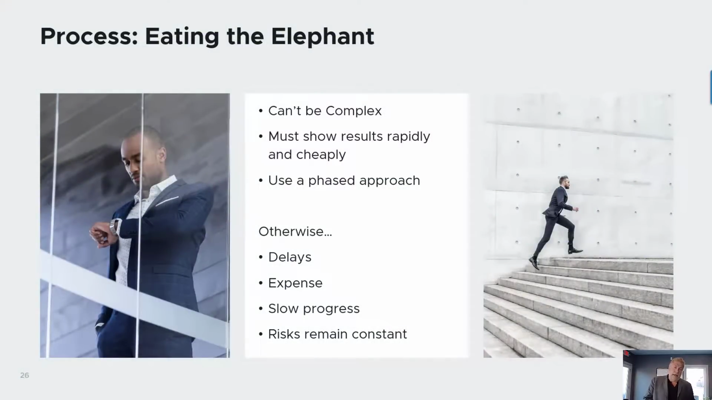Well, for many organizations, trying to tackle this large data estate is a bit like eating an elephant. We've all heard the story about how to eat an elephant. We take one step at a time. And so the process that we put in place can't be complex. And for many organizations and people operating in control of those organizations, we need to be able to show results rapidly and cheaply and consistently, which means we can't boil the ocean. We need to use the phased approach.